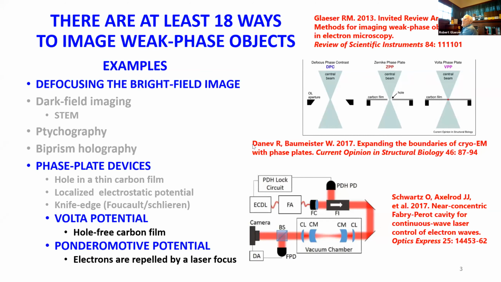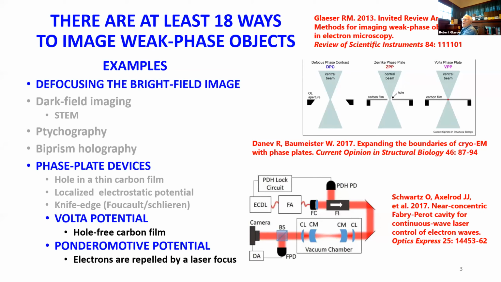Included in phase plate devices is the middle panel on the right figure. It looks just exactly like the Zernike phase plate I talked about. Also using some kind of microfabricated electrodes to localize the electrostatic potential, or inserting a knife edge, that's called Foucault or Schlieren optics. All of the things that are grayed out are very inferior to just defocusing the bright field image. And phase plates, for the most part, have not worked well.